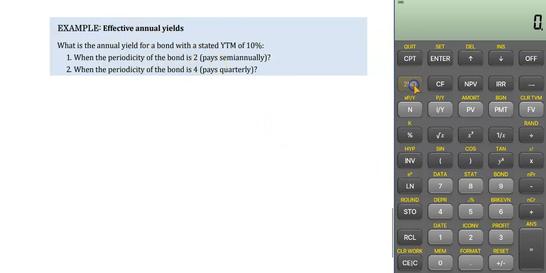So it's very simple. Second and I conversion. Clear this. Nominal rate is 10%. We want to calculate the effective rate. Compound per year is 2, semi-annually. So effective annual rate will be 10.25. And if the periodicity is 4, what is the effective annual rate? Periodicity is 4. Nominal rate is 10%. Effective rate will be 10.38.